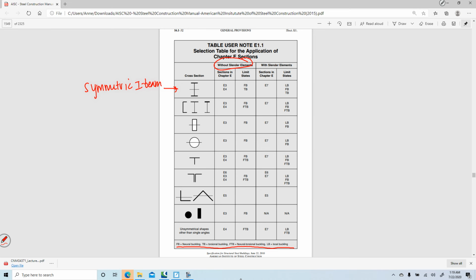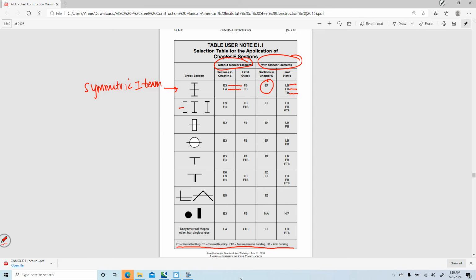What do you not have to check? Flexural torsional buckling. Flexural buckling is in section E3, torsional buckling is in section E4. If your I-beam does have slender elements, now you have to go to E7 to do flexural buckling, torsional buckling, and local buckling. It's all in section E7. You're not going to use section E3 or E4. And then you could go on down the list.